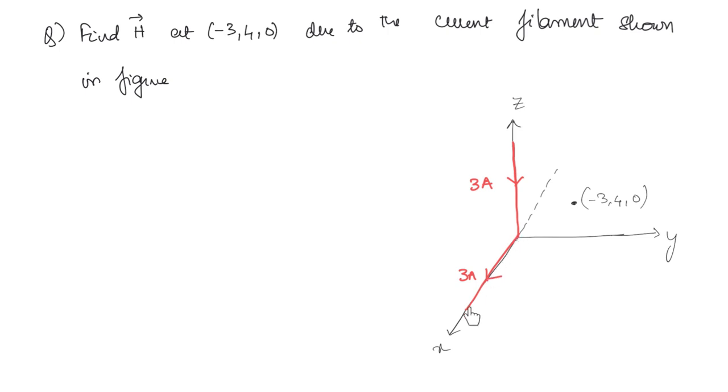And the second semi-infinite line starts here, but ends at infinity. And you have to find out what is the magnetic field at this point. So first we will write down the expression for the magnetic field because of a finite length current carrying conductor.